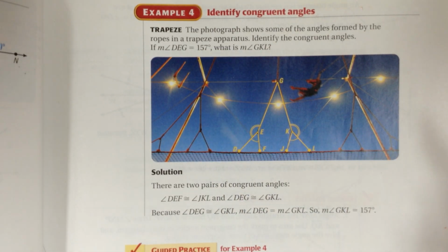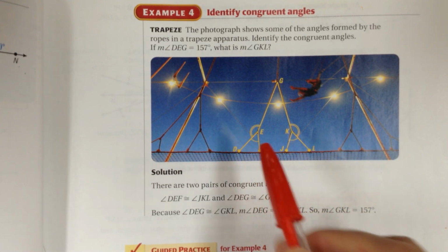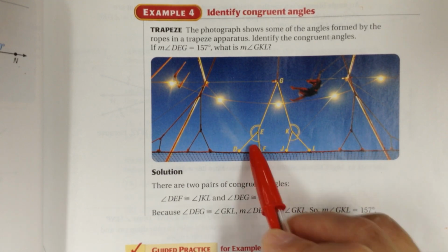Same thing. Notice there's one arc marking over here and one arc marking over here. That tells you that this angle and this angle have the same measurement. So these two angles are congruent.